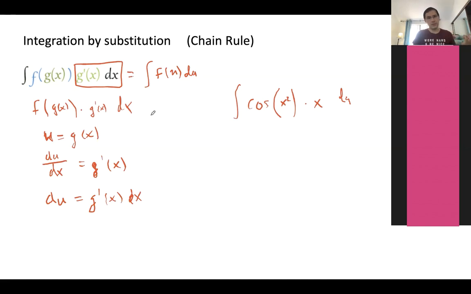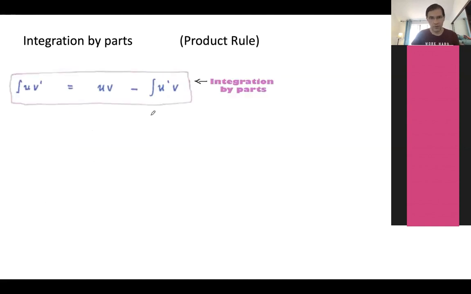You know, and that's essentially the substitution method, which is the analog of the chain rule, but in the context of integrations. Okay, integration by parts, this is essentially the product rule.